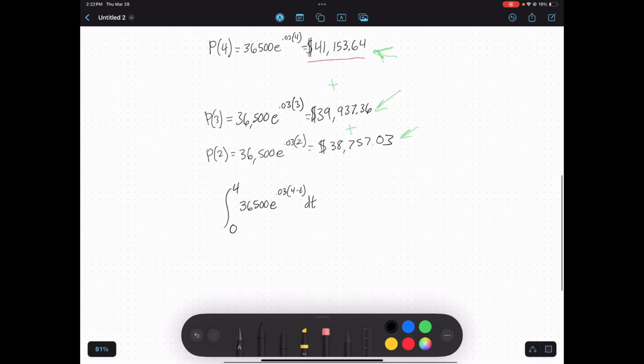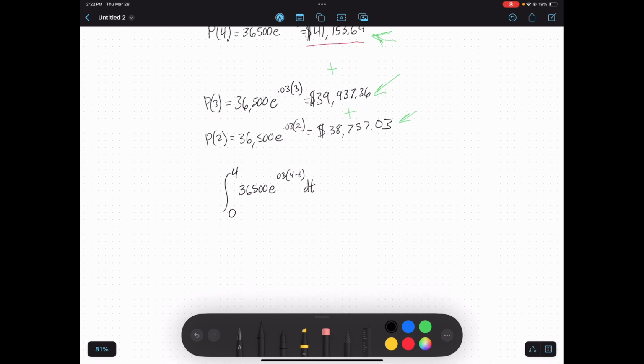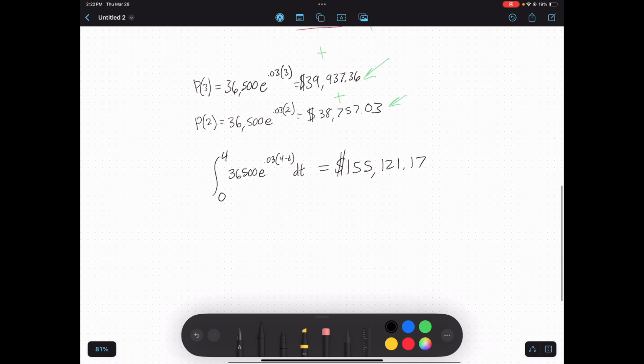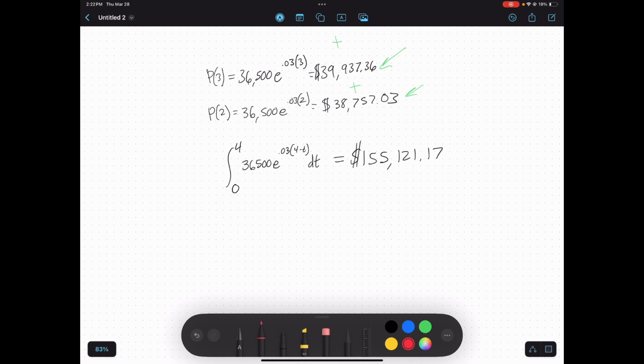So, sure enough, I can figure out my total amount by using an integral. When I actually calculate this, I get 155,121.17. Integrals are handy if I have a situation like this. What do I call this situation? This is called accumulated future value for a continuous income stream.